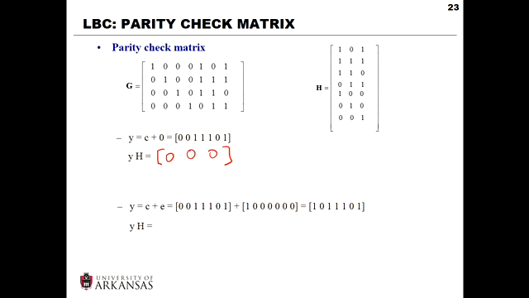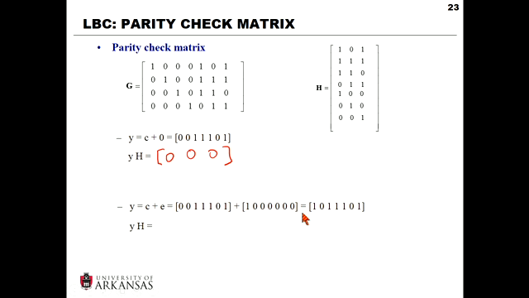So if it's a valid code word, which means we do not have an error vector there, the multiplication between y and H is always 0. For the next example, we still have the same code word, but the first bit is flipped.